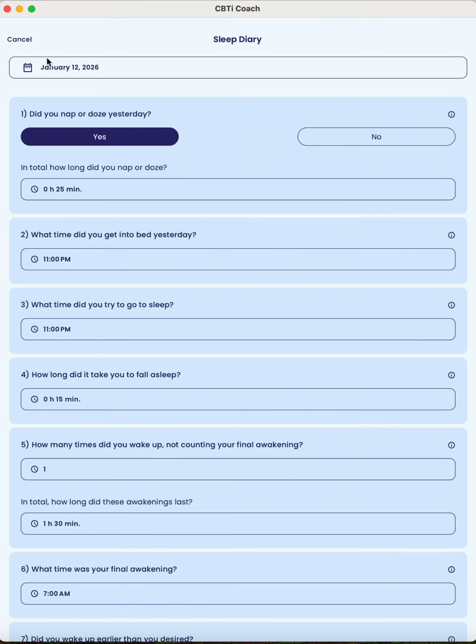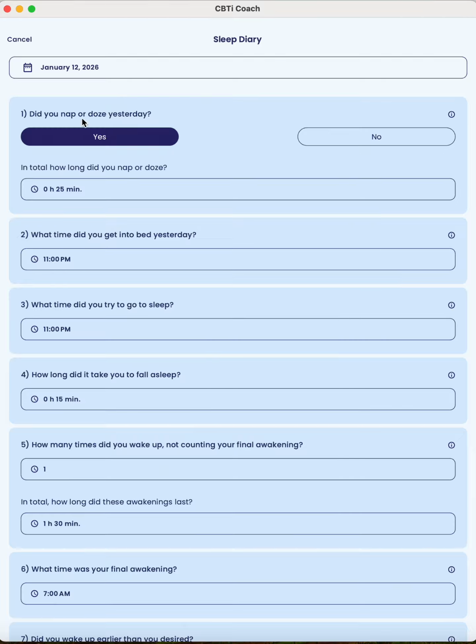We're going to go through an entry together, and starting with the date at the top, the date should always be today's date. So you are making an entry today, that's what it's recording. It's recording the date that you are actually recording in your diary, and we are thinking about yesterday's sleep. So you'll notice the language in question 1. Did you nap or doze yesterday? So even though the date at the top is for today, it's asking you about yesterday's sleep that started with any naps during the day and then your overnight sleep.